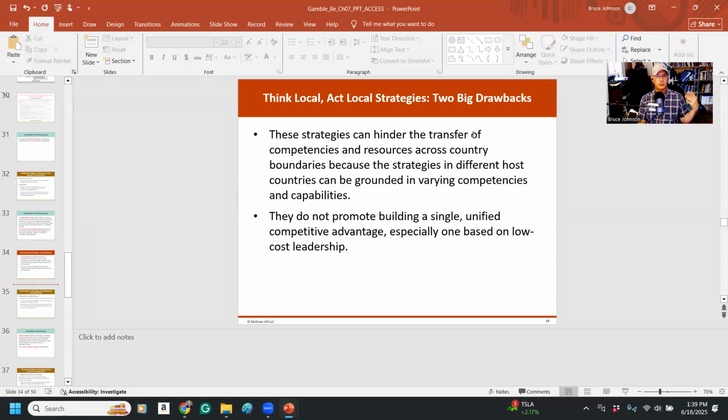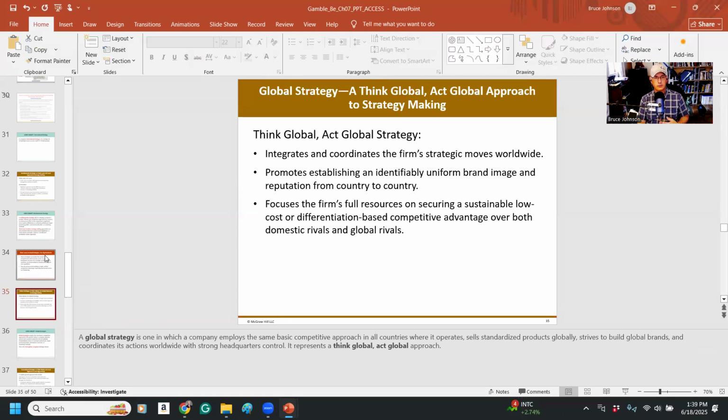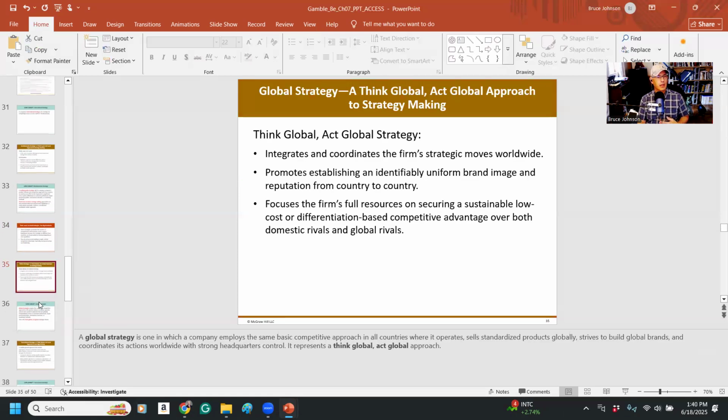Two big drawbacks of the think local, act local strategy: It can hinder transfer of competencies and resources across country boundaries, because the strategies in different host countries can be grounded in varying competencies and capabilities. They also do not promote building a single unified competitive advantage, especially one based on low cost leadership. I don't like that they're talking about that, but whatever. Okay, then you have the global strategy.